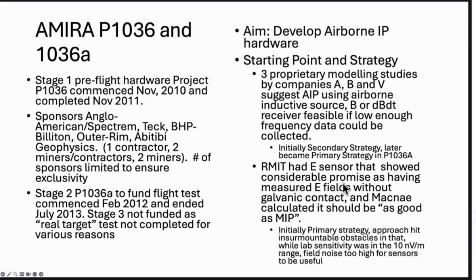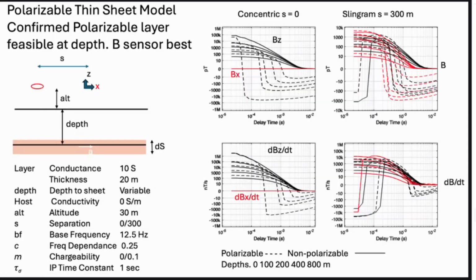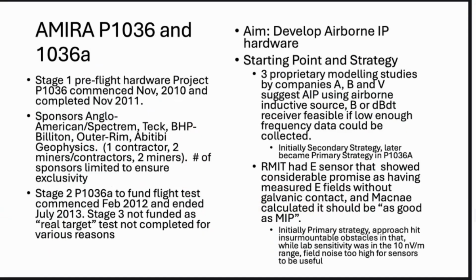RMIT, where I was employed, had a non-contacting electric field sensor, and I calculated that the E fields, if we could measure them, would be much better than B or dB/dt. The lab sensitivity of our non-contacting sensor was 10 nanovolts per meter.